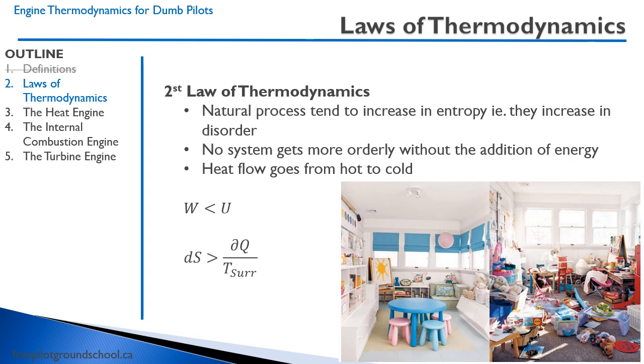Now we have the second law of thermodynamics. Natural processes tend to increase in entropy, so increases in disorder. Again, it's a bit of a dumbed down explanation. Then you have your high school physics teachers saying, notice how a room always goes from clean to messy. And yeah, it does. That's an example, but it's not really how things go. What is important is that no system gets more orderly without the addition of energy. You have to add energy to the system in some form in order to increase order, like to make something a crystal, let's say. This also explains why heat flow goes from hot to cold.